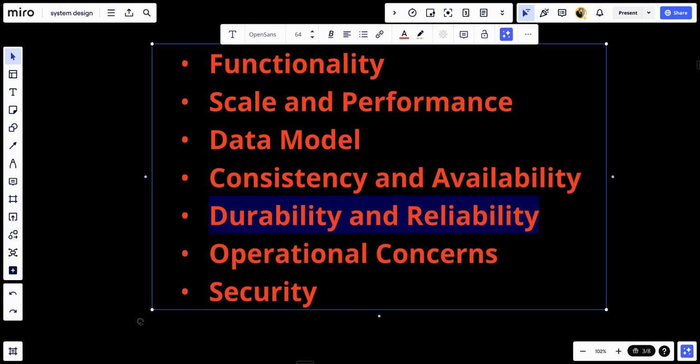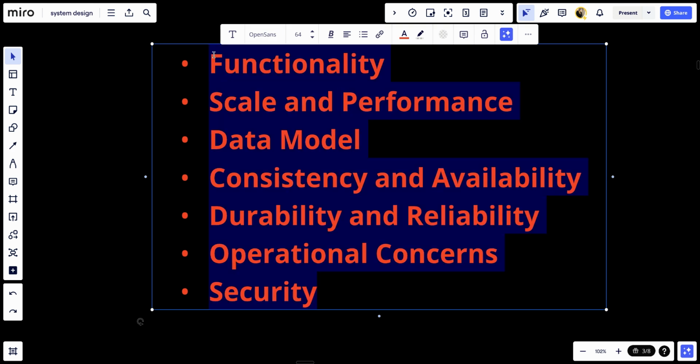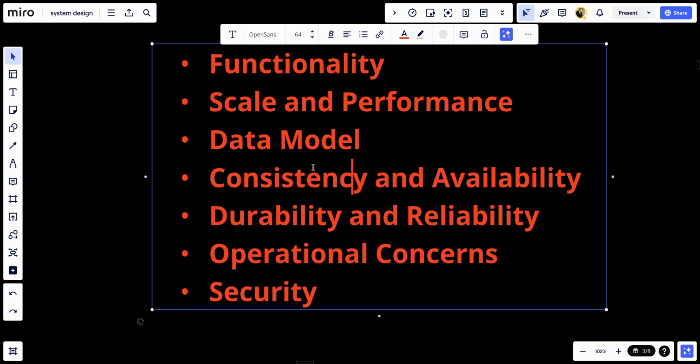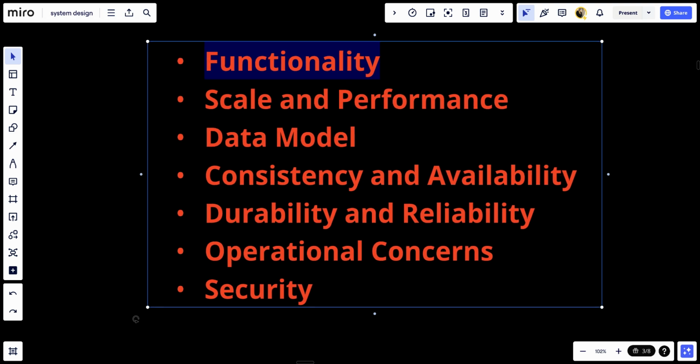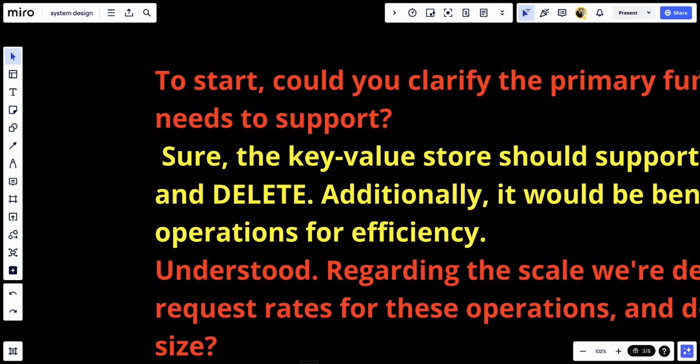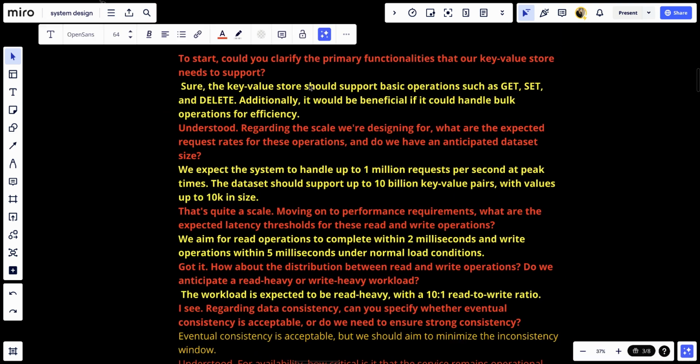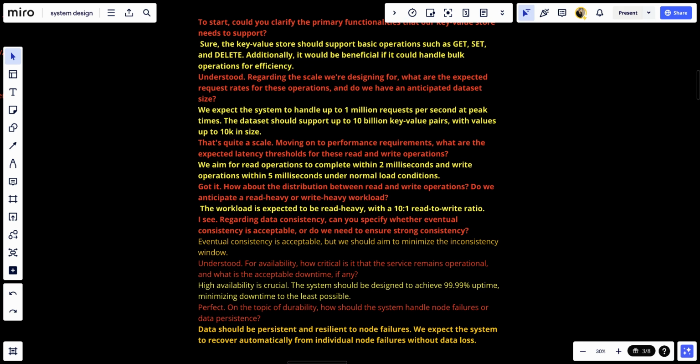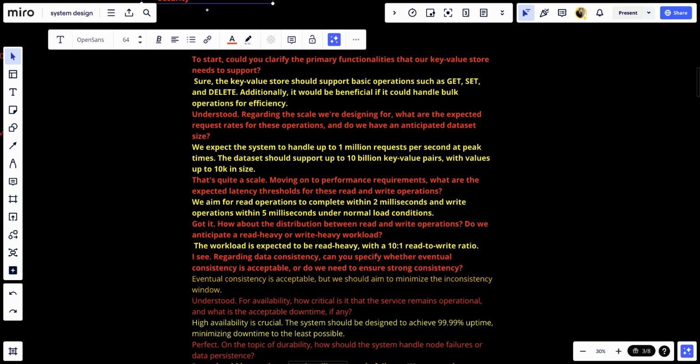So just put this list in your head. We have seven sections or seven topics that we always ask about in any system design interview to clearly understand what we are designing. So let's look at a real example of a dialogue between you and the interviewer.